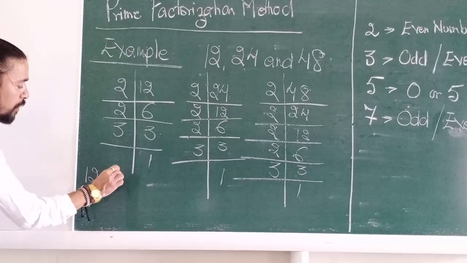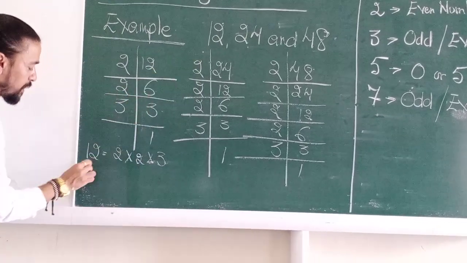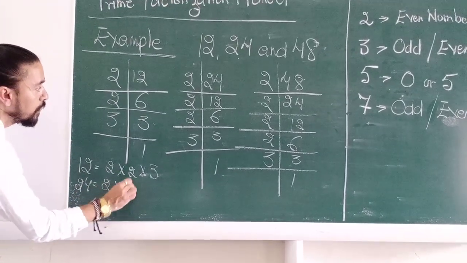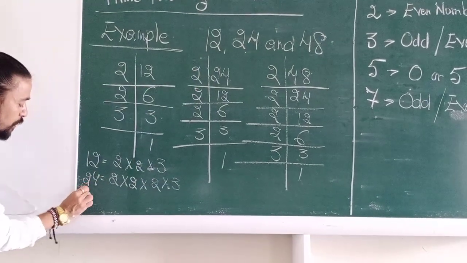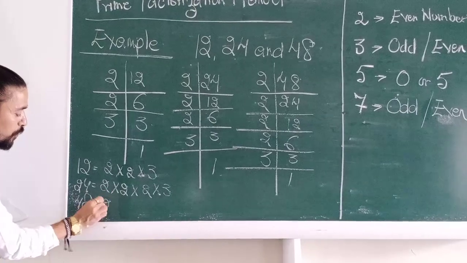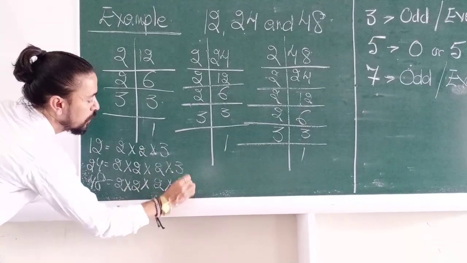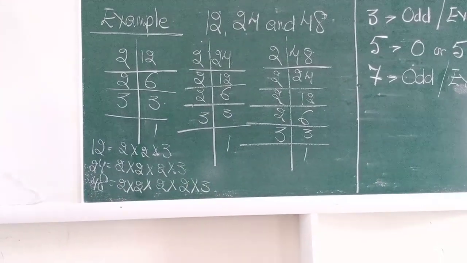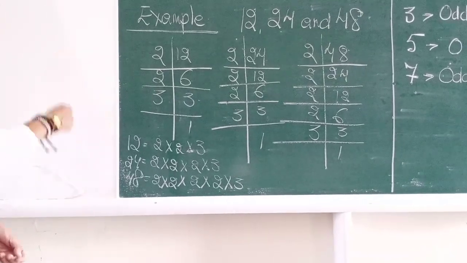Now what do I do? I write their factorization like this. 12 is equal to 2 into 2 into 3. 24 is equal to 2 into 2 into 2 into 3. 48 is equal to 2 into 2 into 2 into 2 into 3. Now I will circle the numbers that are common to all 3 numbers.